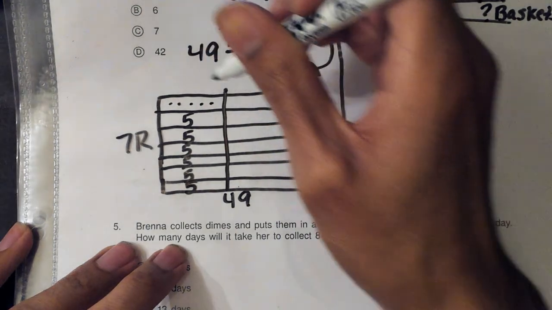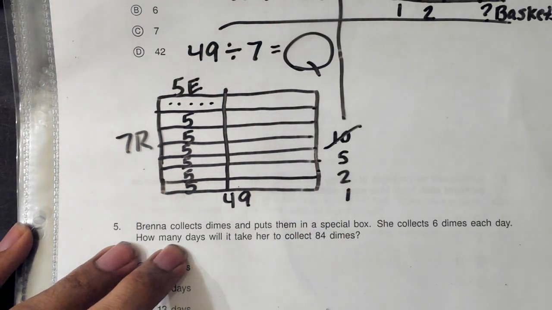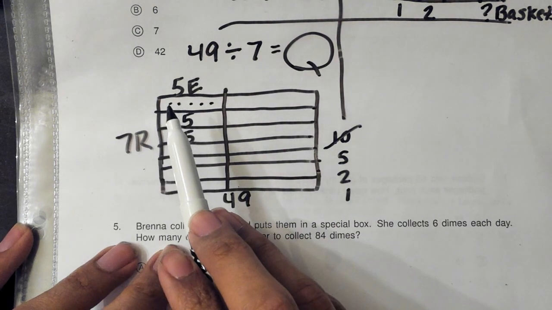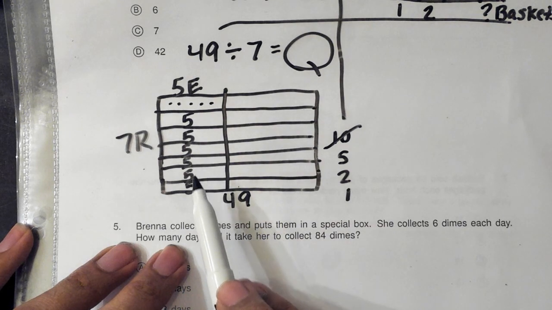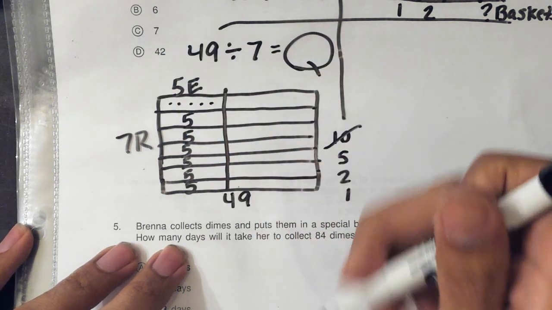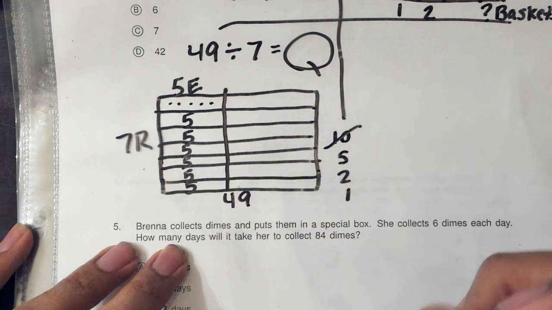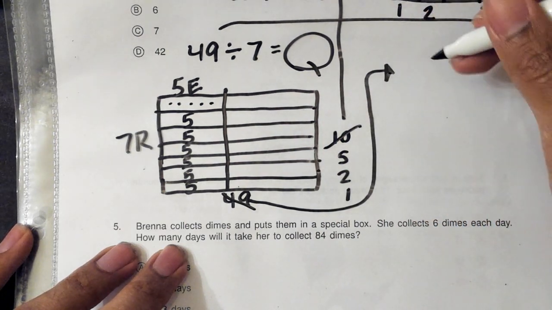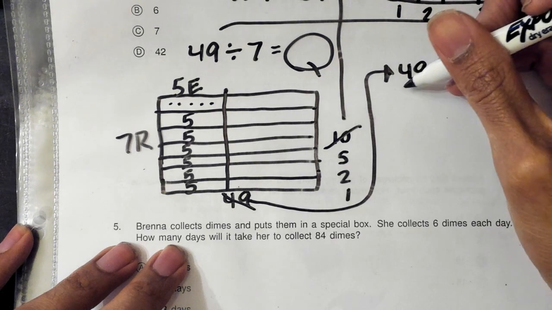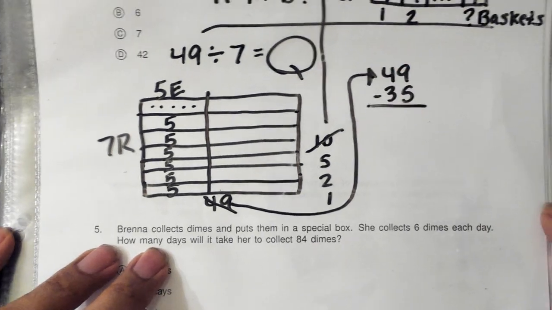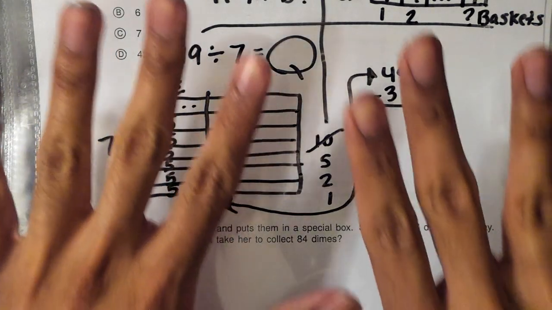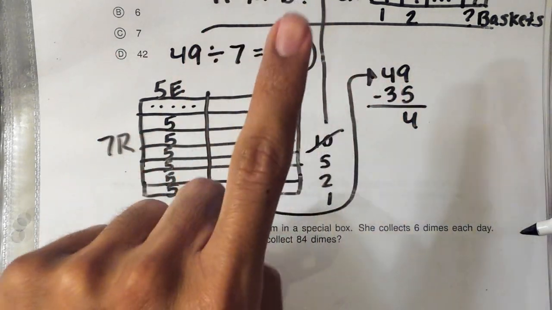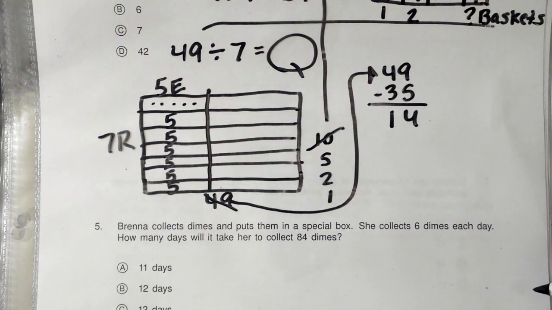So I just shared 5 in each group. That means that if I gave away all those 5s, I just gave away 5, 10, 15, 20, 25, 30, 35. I shared them away, so I need to take away 35. Since I don't have room to take away here, I'm just going to move this over here. So here's 49, take away 35. If I take away 35, then 9 take away 5 would be 4. And 4 take away 3 would be 1. So that means I have 14 left to share.